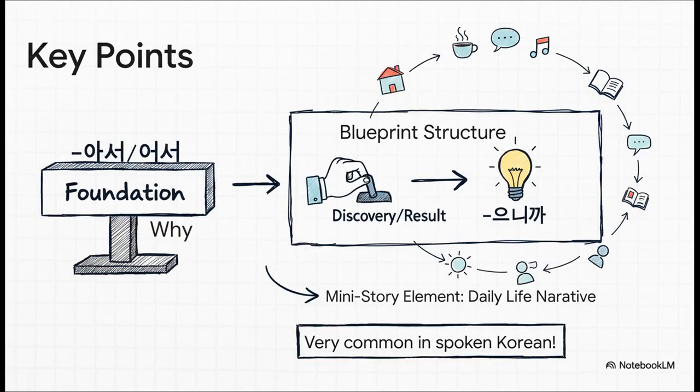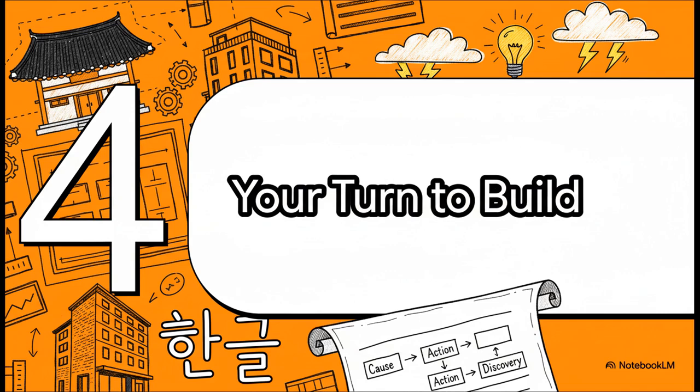So, let's just nail down the key takeaways here. The first part with 아서 or 어서 always gives you the reason. The second part with 으니까 shows what happened after you took an action. This structure is what makes it so perfect for telling these little mini stories, and that is exactly why you're going to hear it all the time in everyday spoken Korean. All right, you've seen the examples, you know the rules. This blueprint is now officially yours. It's time to put the power in your hands and let you start your own construction projects.